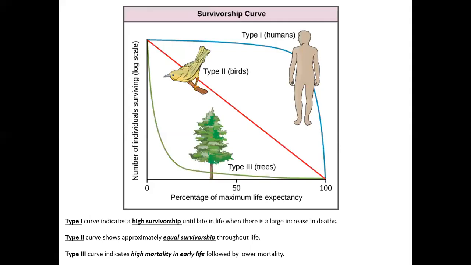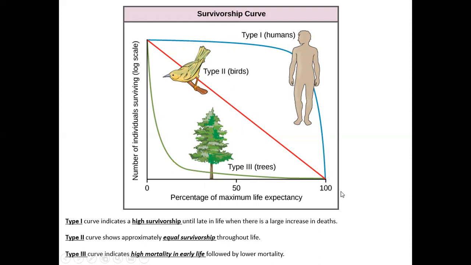Okay, so let's take a look at these three. Like I said, your type 1 curve here, but let me point out the axes first. On the left, you've got the number of surviving individuals, and generally we put this in a logarithmic scale. We'll talk about that later. And on the x-axis, you've got the percent of maximum life expectancy. So 50% is half the individuals are dead, 100%, all your individuals are dead. It kind of fits if you think with life expectancy percentages.